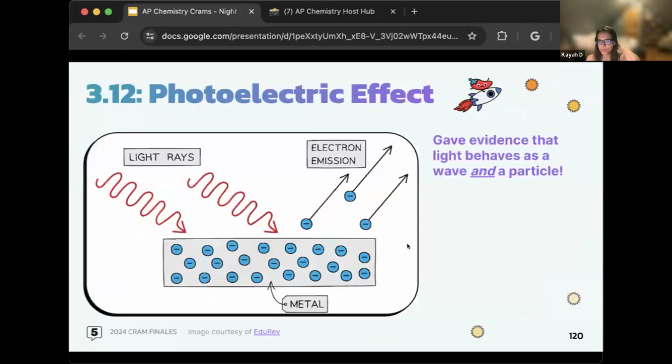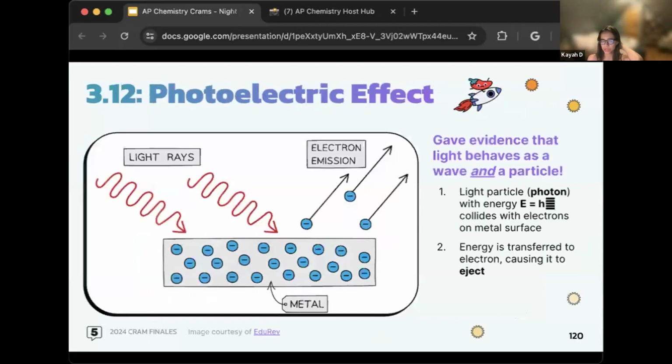Another thing that's kind of important is the photoelectric effect, right? This is what happens when light rays strike a metal. When these light rays strike the metal, electrons are ejected from the metal, and this gave evidence to the fact that light behaves as both a wave and a particle.